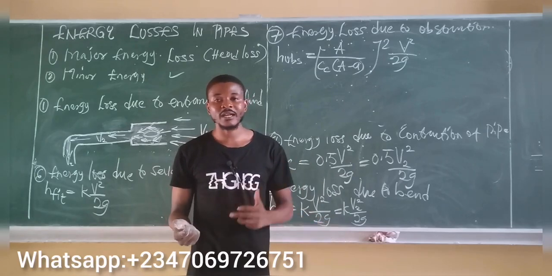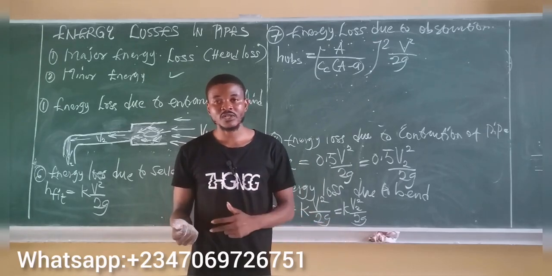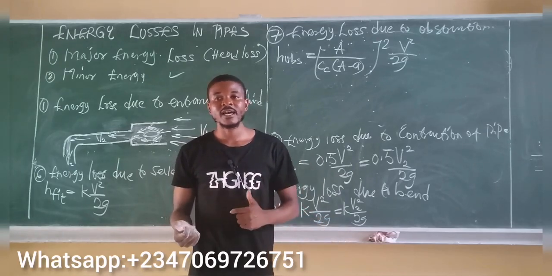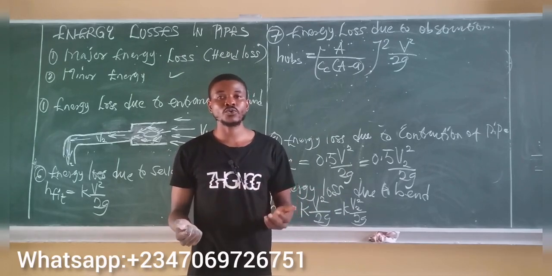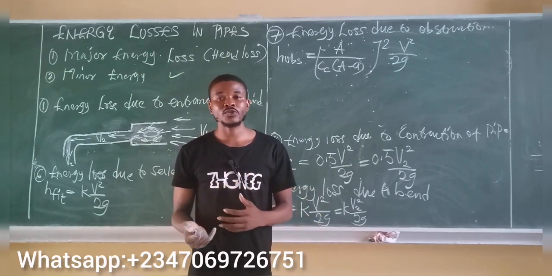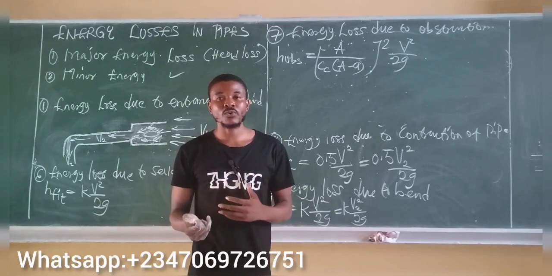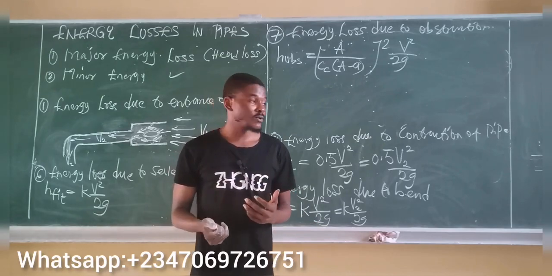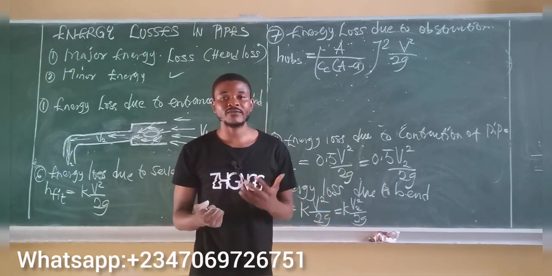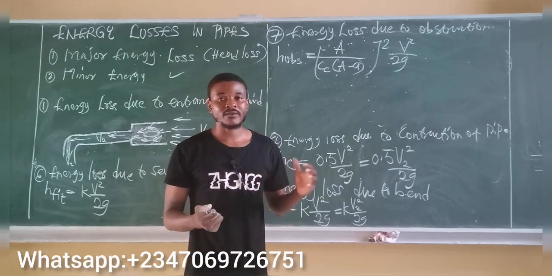Energy loss due to sudden enlargement, energy loss due to sudden contraction, energy loss due to entrance, energy loss due to exit, energy loss due to bend in the pipe, energy loss due to pipe fitting, energy loss due to obstruction in the pipe, and of course, friction. And that is the seven different energy losses which we've talked about here.